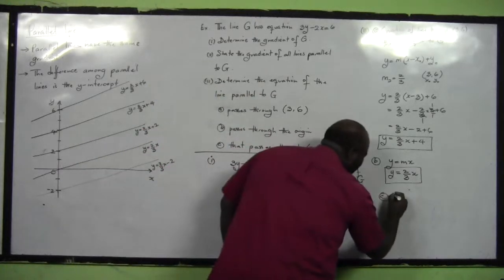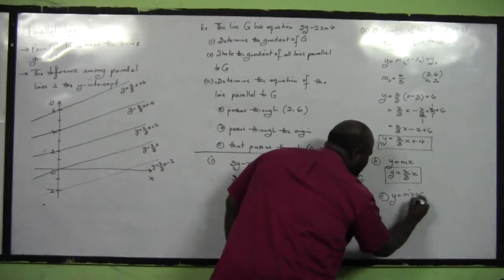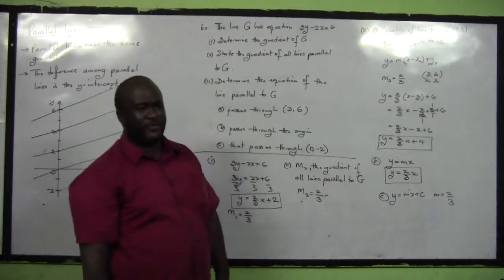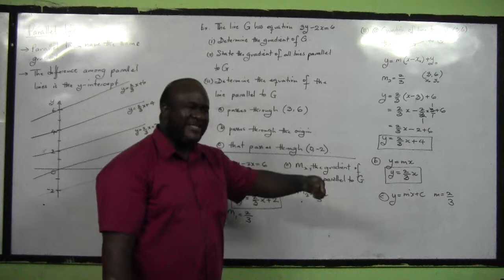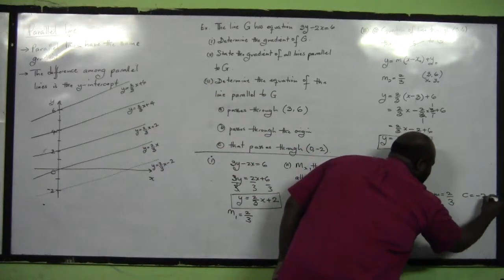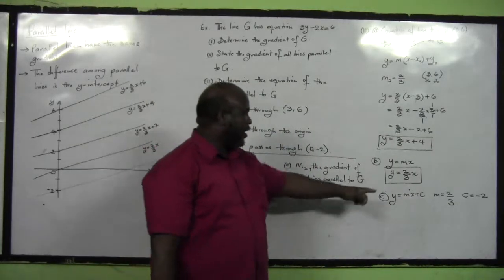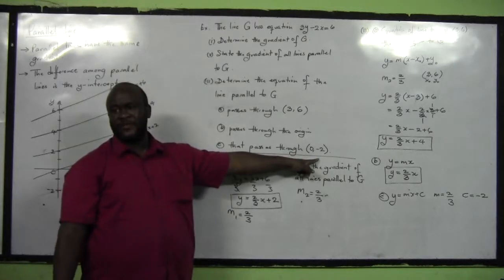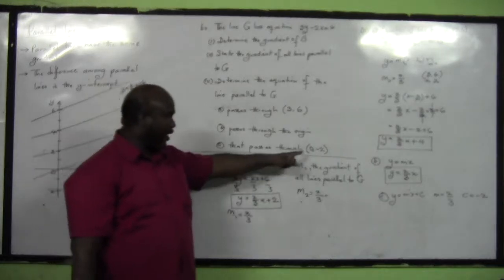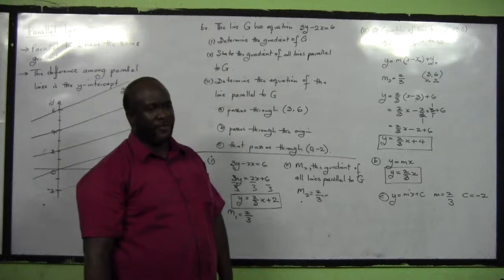A line is y is equal to mx plus c. M is equal to 2 over 3. Why is m 2 over 3? Because all parallel lines have the same gradient. C is minus 2. How did I know c is minus 2? Because it passes through the point 0, minus 2. 0, minus 2 is the y-intercept, which means the y-intercept is negative 2. Please note, you could have used the formula.